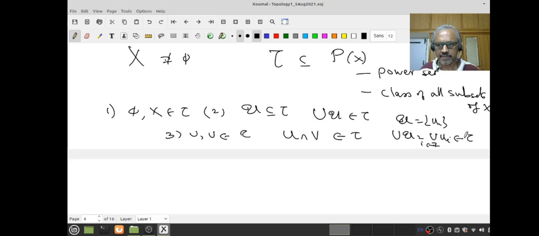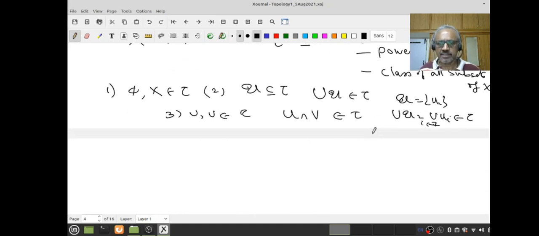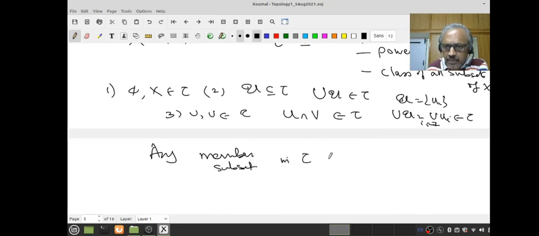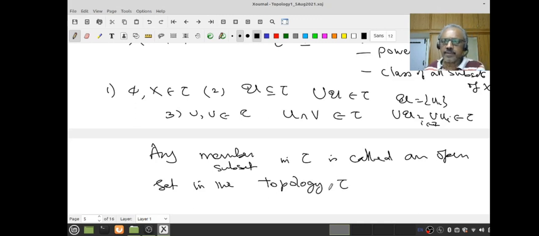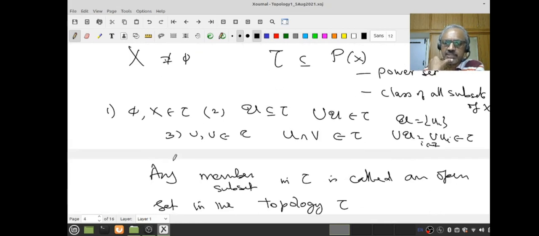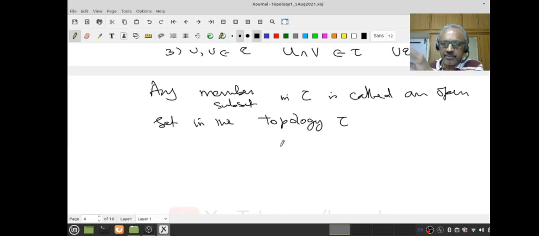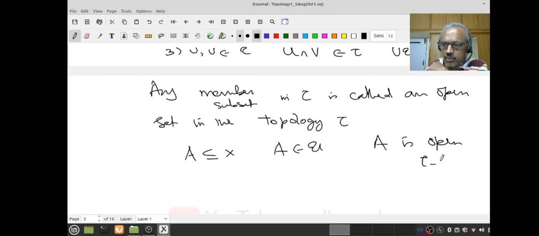Is that clear? Right. Now we are going to declare, there is nothing like open anything. Now we are going to declare any member, that is, any subset in tau, is called an open set in the topology tau. Tau is called the topology. So any collection tau satisfying these properties will be called a topology, and any member in tau is open. If I have a subset A of X, and if A belongs to tau, then I am going to call A open. Sometimes I will say A is tau open if there seem to be two topologies on that. Is that clear to you?